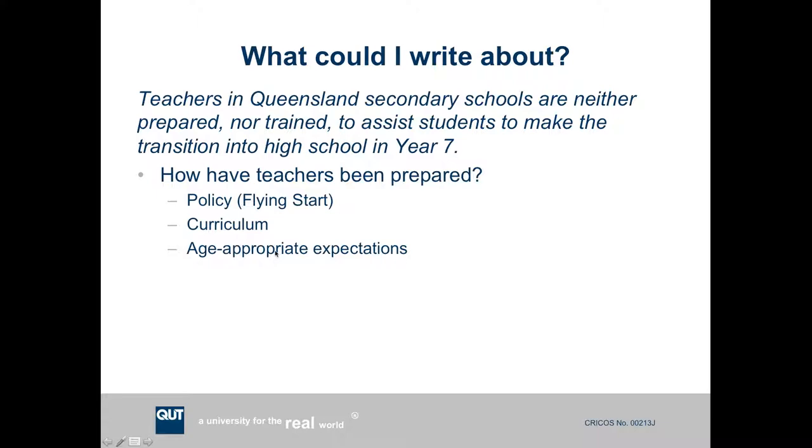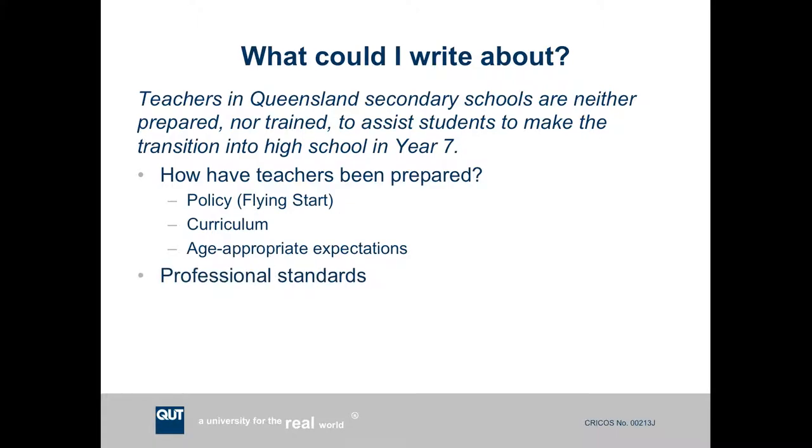You're going to think about the curriculum, the Australian curriculum, and you're going to think about some age-appropriate expectations, and that's where the middle schooling theory comes in. What can we expect of students in year 7? So students who are around 12 to 13 years old.